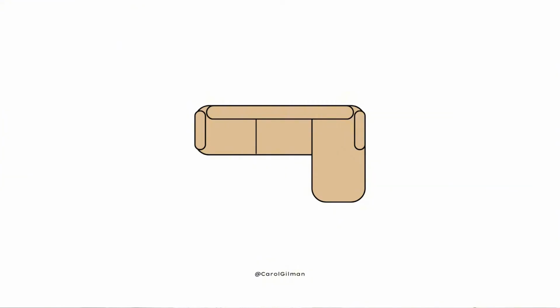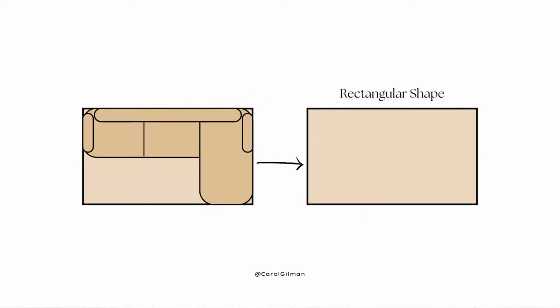And what I mean by that, if we were to look at a bird's eye view, a floor plan view of a sectional or sofa chaise, we could draw a line around it, a frame around that piece of furniture. So with a sofa chaise, if we were to draw a line around the perimeter of that entire piece of furniture, we could just see that as a rectangular shape.